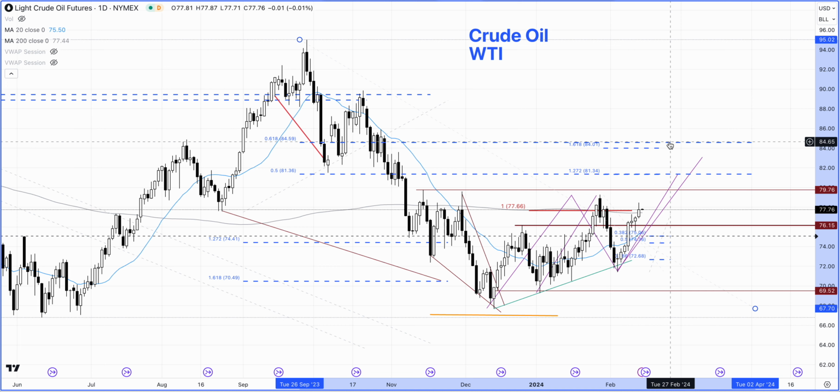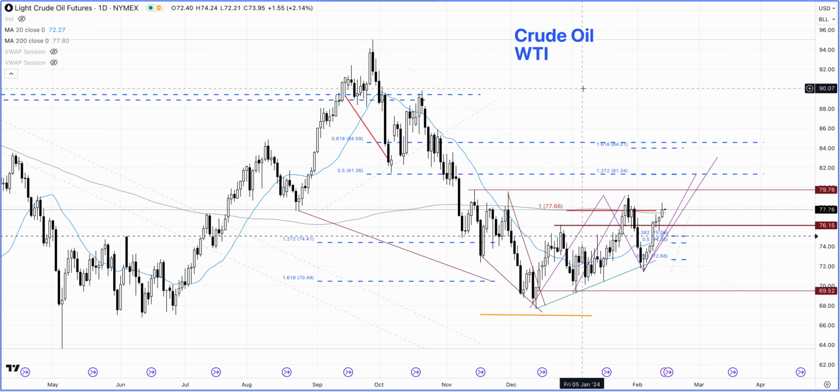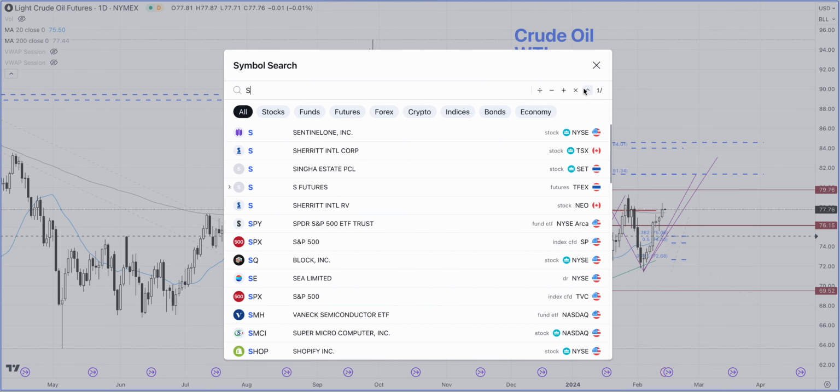And if it is able to break convincingly above the 84.60, then the crude is really bullish, and we could have, in fact, the 20th of September 2023 highs get challenged as well. That's also a possibility. With that, let's take a look at the stock indices.